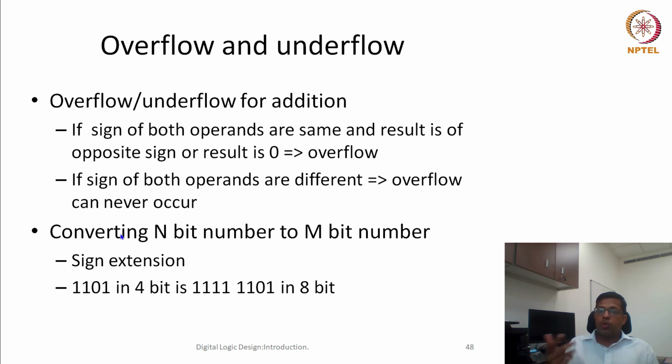So to check this condition: if the sign of both the operands is the same and I am doing addition, and the result is of the opposite sign, that means it's an overflow. Similarly for negative numbers, adding negative numbers, like -3 minus 7, it is going to be an underflow. Okay, so this is how we can represent overflow and underflow.